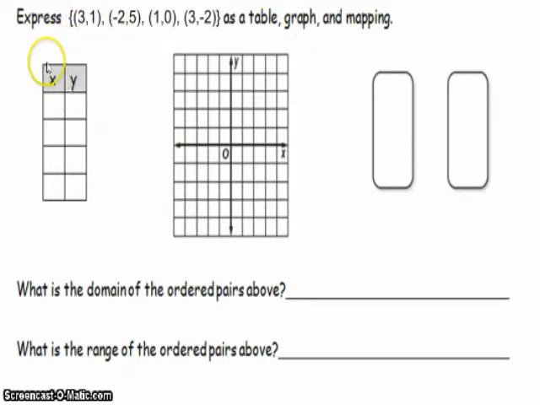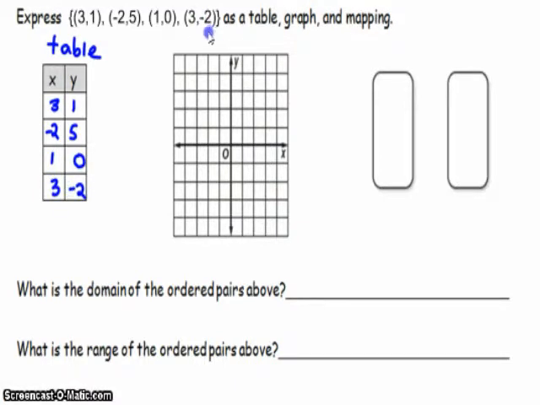So first, we have the table. And this is pretty easy. You just want to make sure that you write your coordinates right next to each other. The y, you want it to correspond with its x each time. So I have 3, 1, negative 2, 5, 1, 0, and 3, negative 2. And that's it for the table.